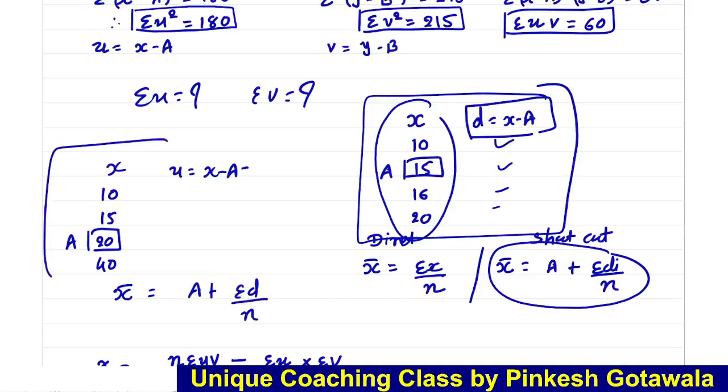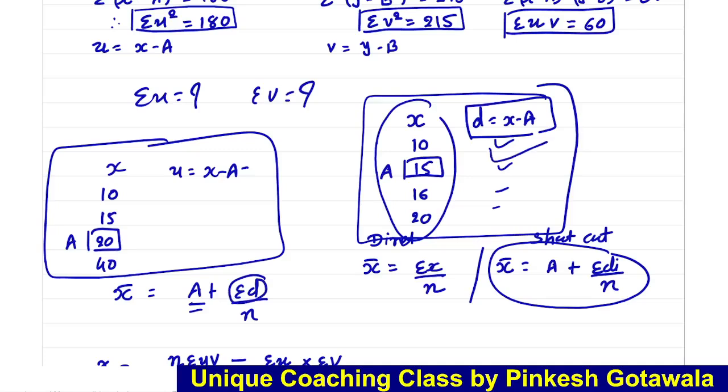Now tell me, in our chapter what would be the formula to find out x bar? So here a as it is, here we write sigma d in this case, but here we use u instead of d.